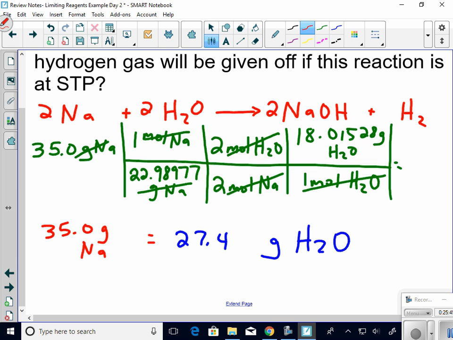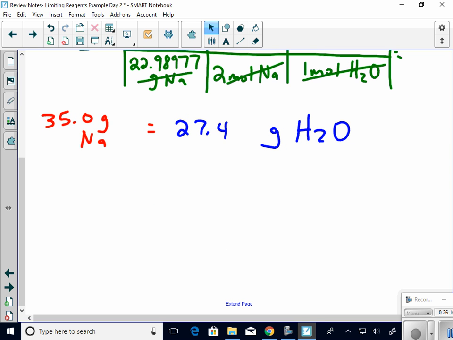So what is my limiting reagent? What is my limiting reagent here? Sodium. I don't have enough of it, okay? I have excess water. Now once again, I've figured out my limiting reagent, but I haven't solved my problem yet because I want to find liters of hydrogen gas, right? So I'm going to start with my sodium.